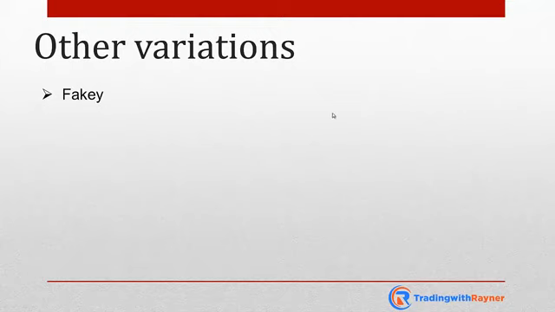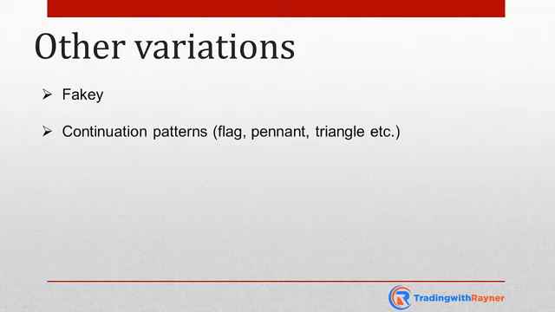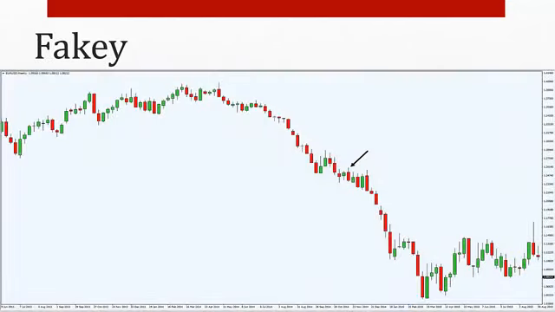And other variations are the continuation patterns like the flag pattern, pennant, triangle, etc. These are all variations of continuation patterns in the market. All these patterns signal that there is a potential for the move to continue in your direction. So let me share with you a few more examples. The fakie setup. So what is a fakie setup?